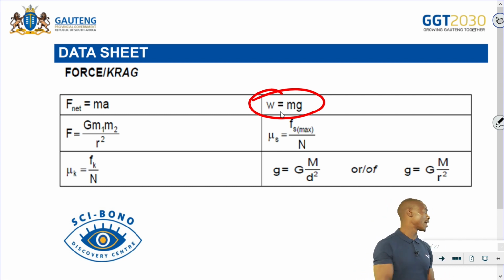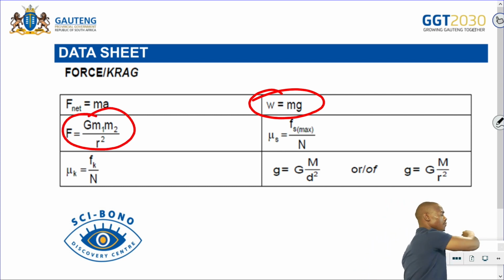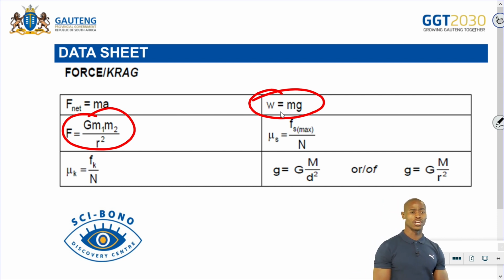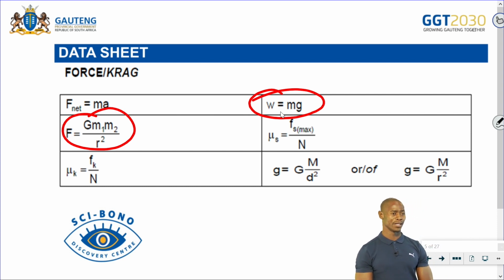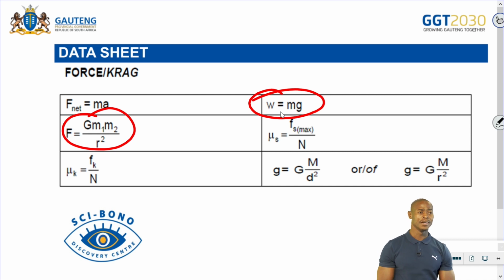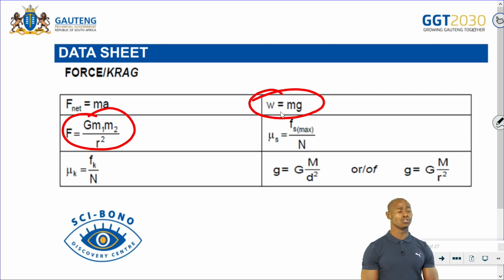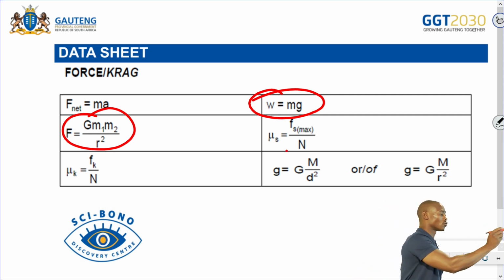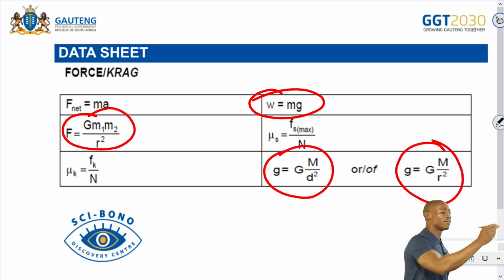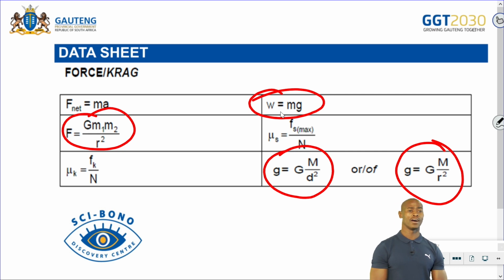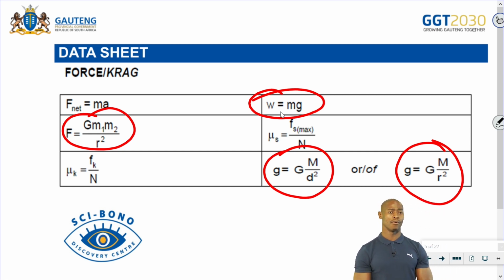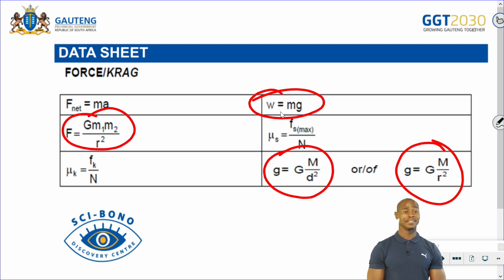Then we also have F, all right? F equals Gm1m2 over r squared. We are also going to use that equation. Actually, this is Newton's law of universal gravitation in symbols, all right? And then also this one, which is g equals GM over d squared, or GM over r squared. This is the equation that we can use to calculate acceleration due to gravity.